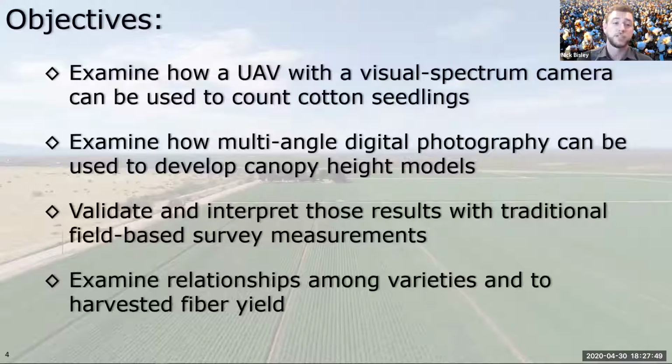So the objectives of this study are to examine how a UAV with a visual spectrum camera can be used to count seedlings, and to examine how multi-angle digital photography can be used to develop canopy height models. Then we're going to look at validating and interpreting those results against traditional, more field-based survey techniques. And lastly, examine the relationships among the individual varieties and also to the harvested yield.